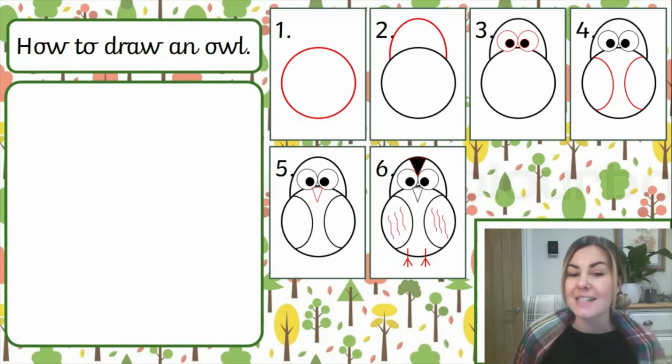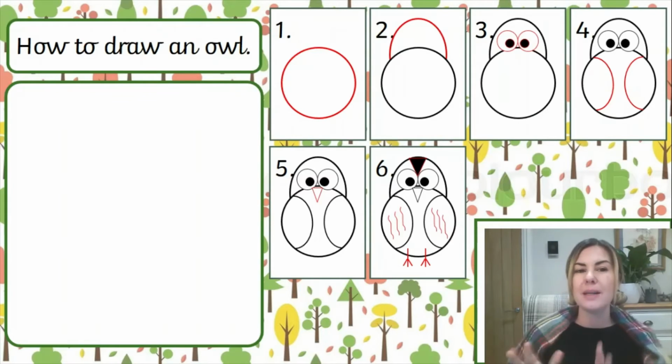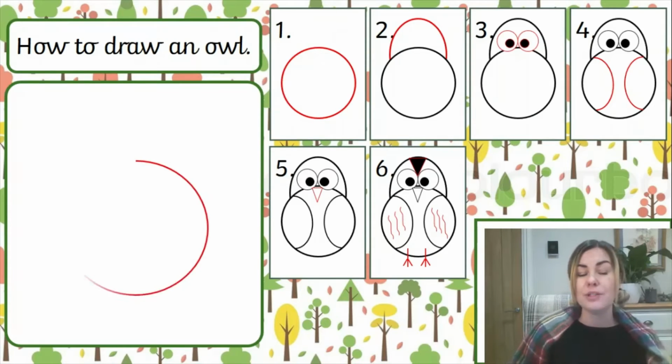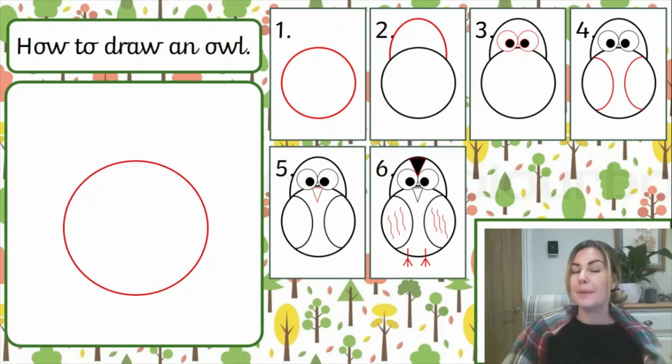Okay, so this is how to draw an owl. There are 6 steps to drawing your owl, and this owl is a little bit cartoony. So the first step is we're going to start with the owl's body, and to do that I'm just going to draw a nice big circle on my page. Make sure you pause the video so you have time to keep up.